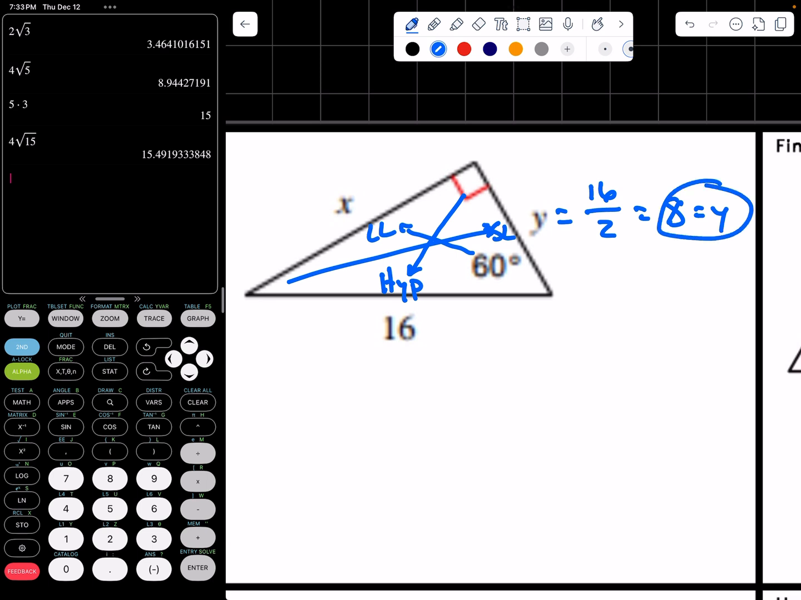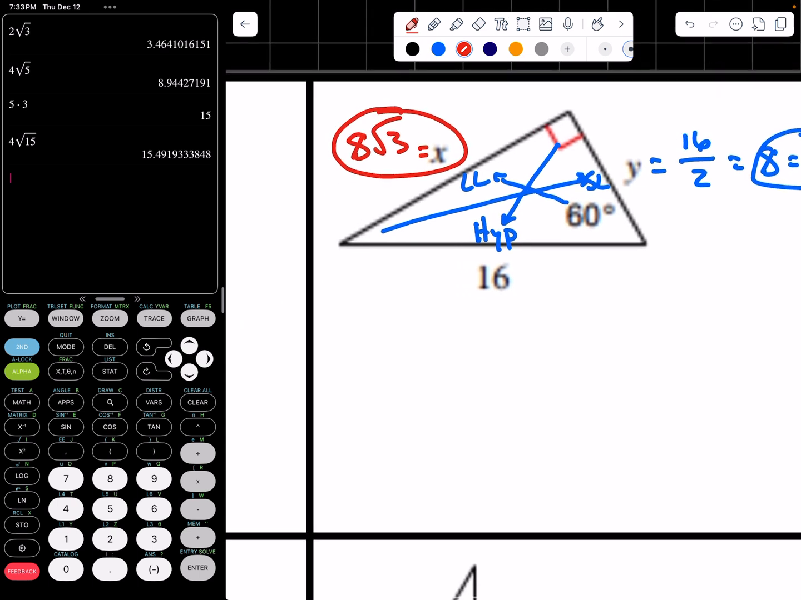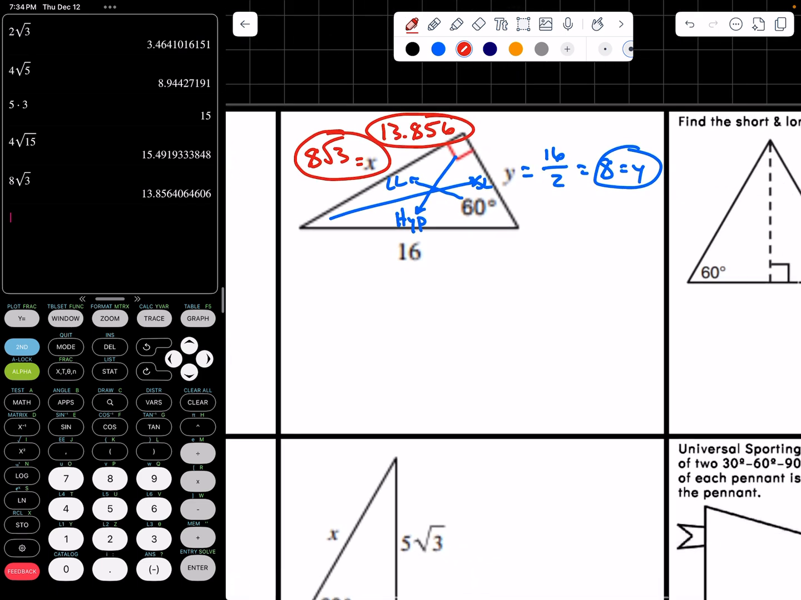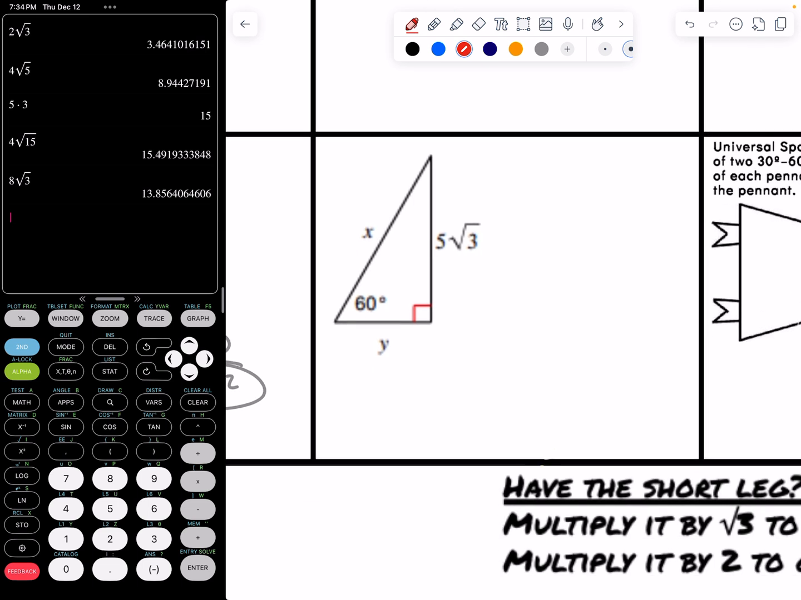And then to get my long leg, I take my short leg, which is 8, and I multiply it by root 3, which makes this an acceptable answer. However, I can multiply times root 3 to get 13.856. And that would cover my long leg. Okay? Nothing too crazy.